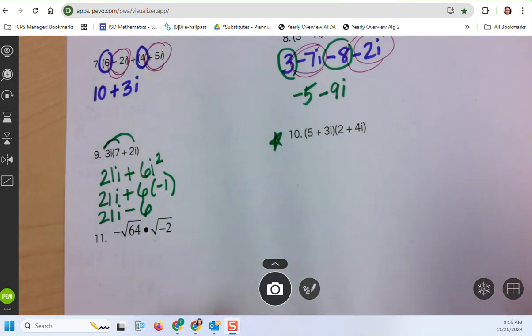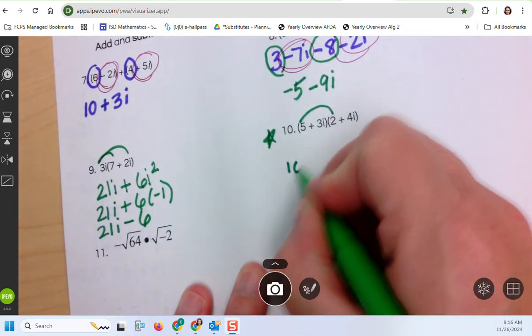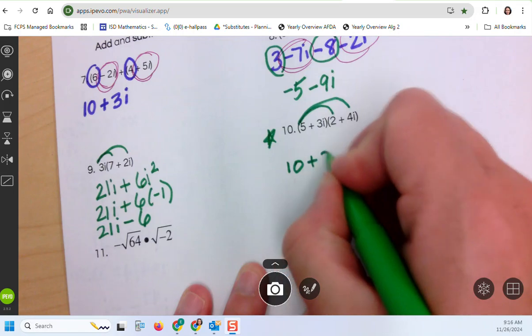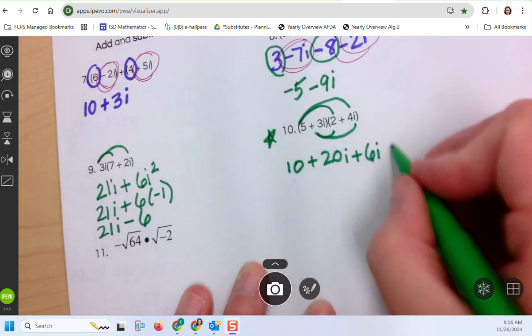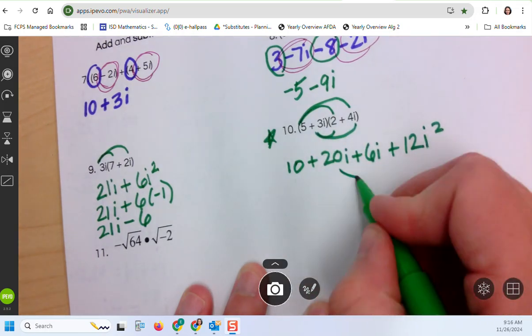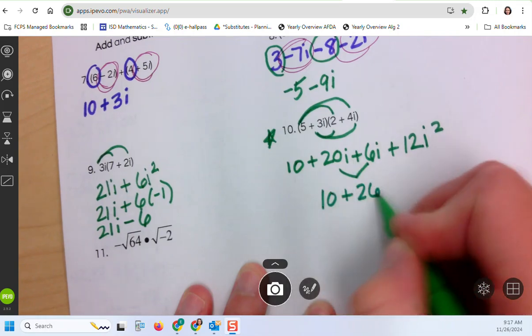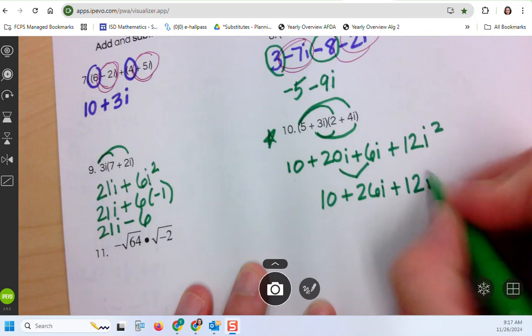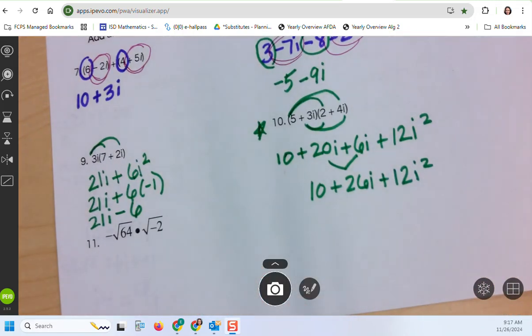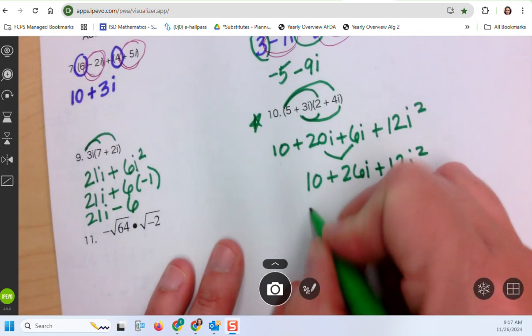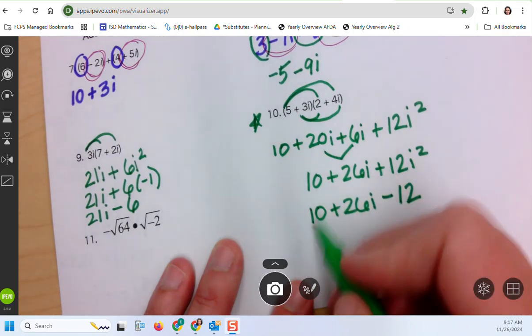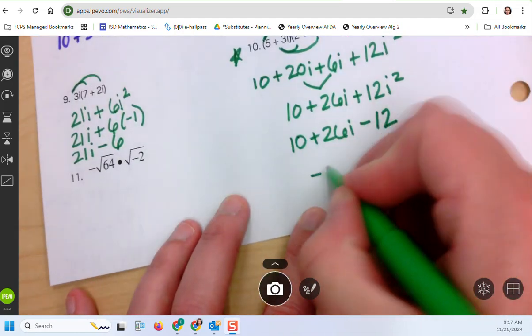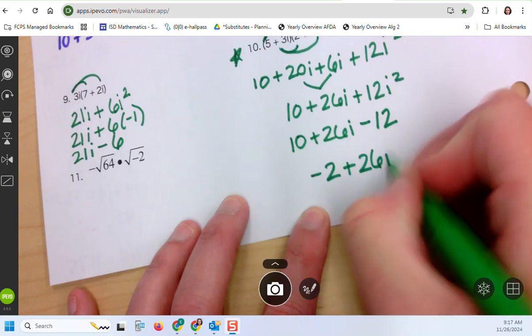So in this problem, we are going to distribute the 5 times the 2 to get 10. The 5 times the 4i to get 20i. 3i times 2 gives me 6i. And 3i times 4i gives me 12i squared. All right, these two are like terms. So I add those to get 26i. And then when I get here, am I done? No, because I need to replace i squared with what? With a negative 1. So I have 10 plus 26i. When I replace i squared with negative 1, this will become negative 12. And then I can combine the 10 and the negative 12 to get negative 2 plus 26i. And now I'm done.